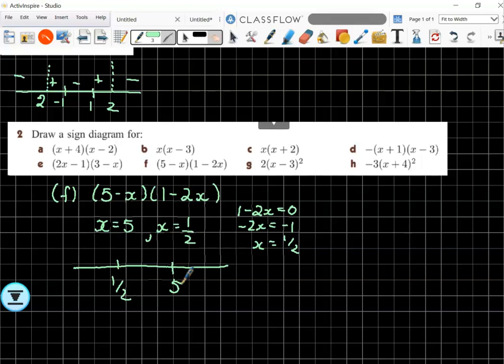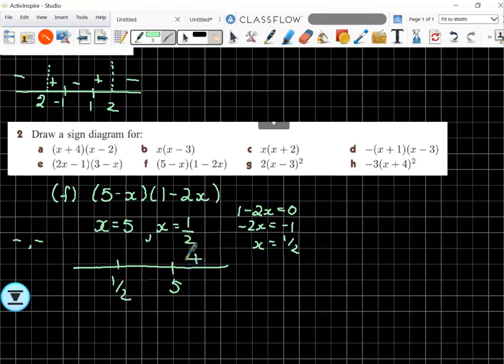Let's pick a value beyond 5. 10. You can go 6, 7, 8. I just go 10, and I pop it in here. What's 5 take 10? I just go negative, right? Is it positive or negative? What's 1 take 2 times 10? Would that also be negative? What's a negative times a negative?